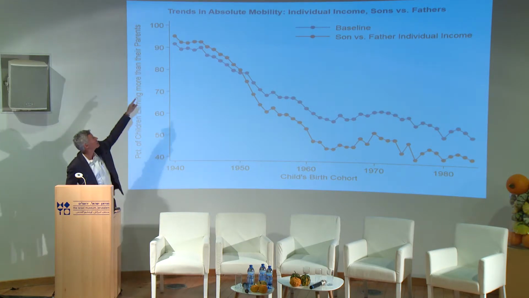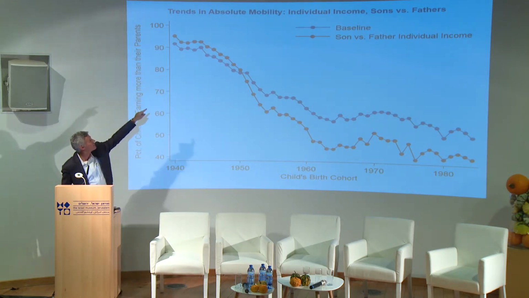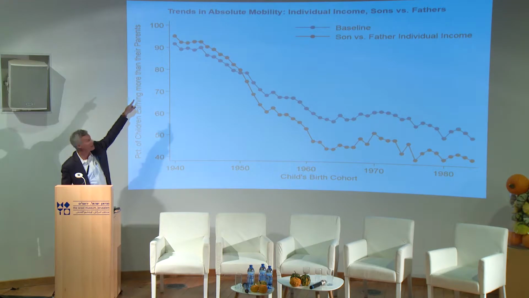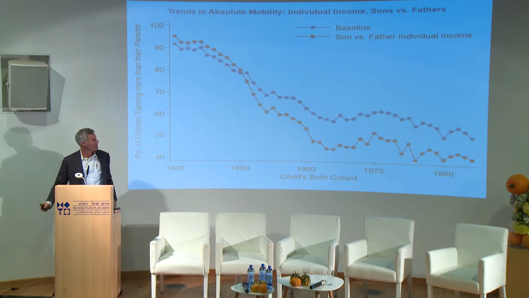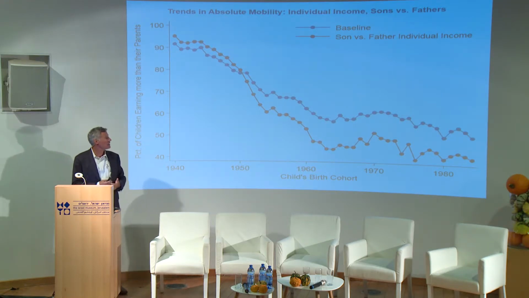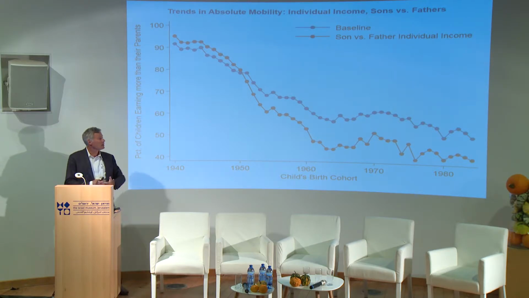You see an even steeper decline if you look at sons versus fathers' individual income. That's the red line, an even steeper decline. So sons currently, only about 40% of young men have a higher income than their parents did when they were in the early 30s.